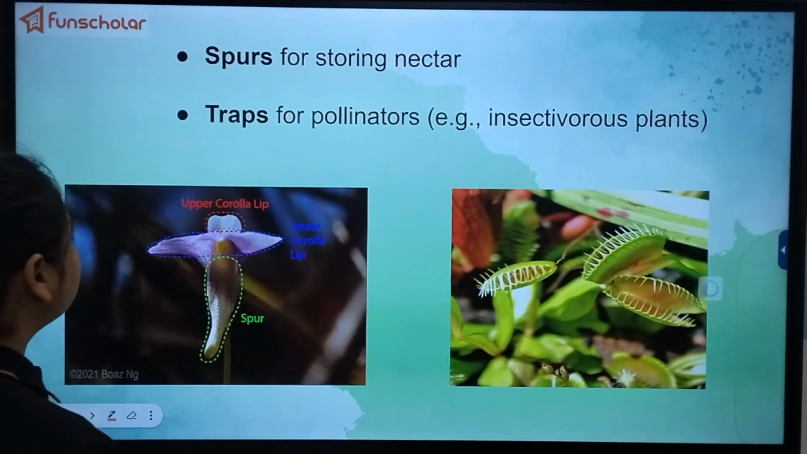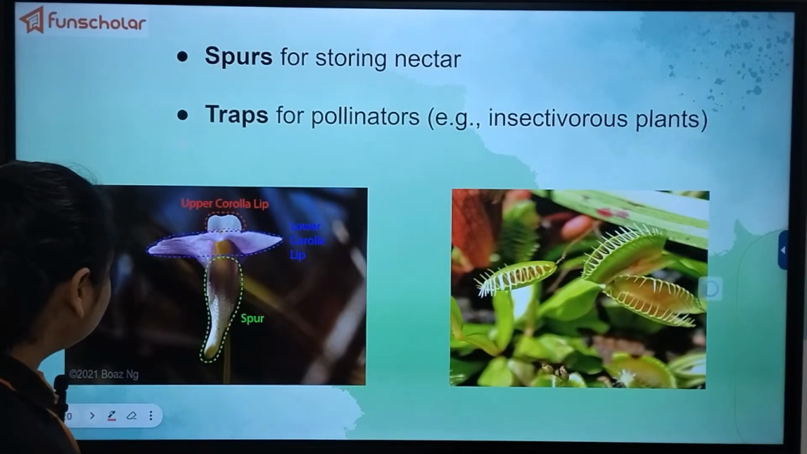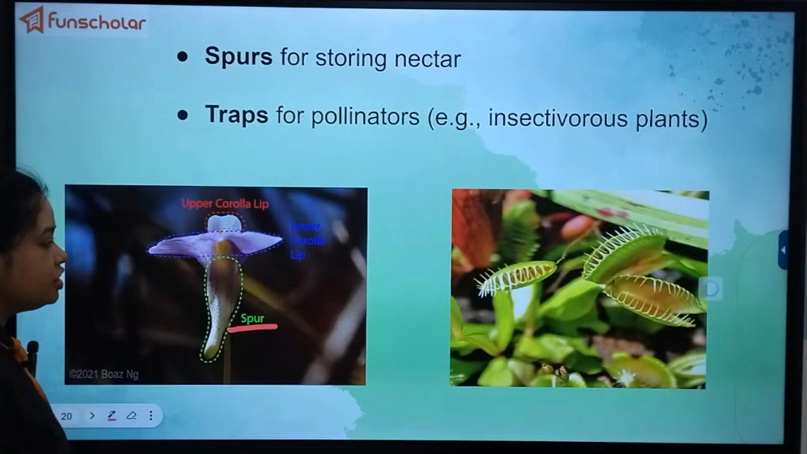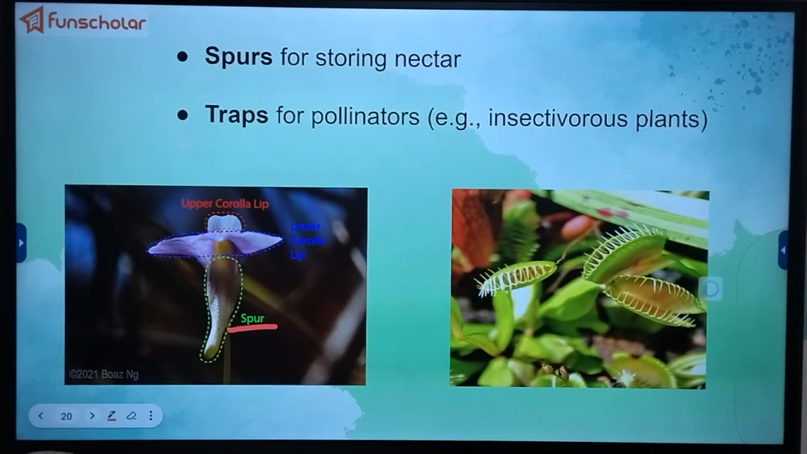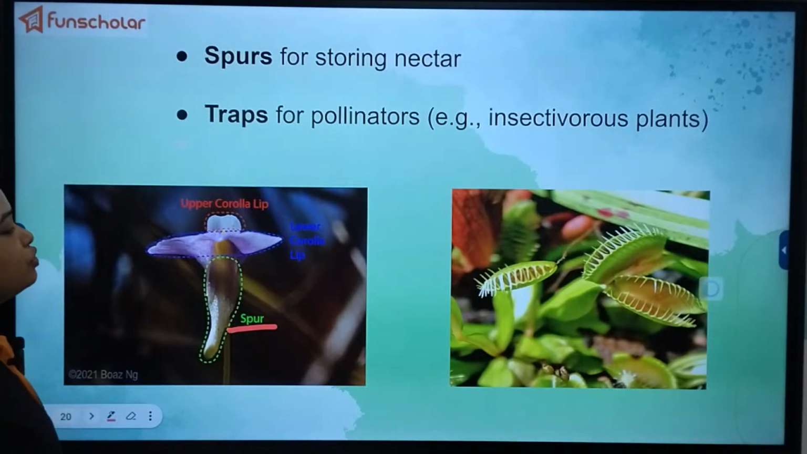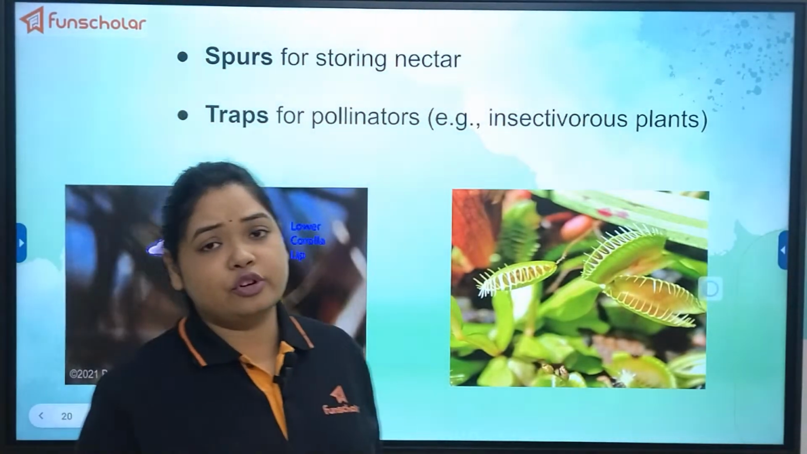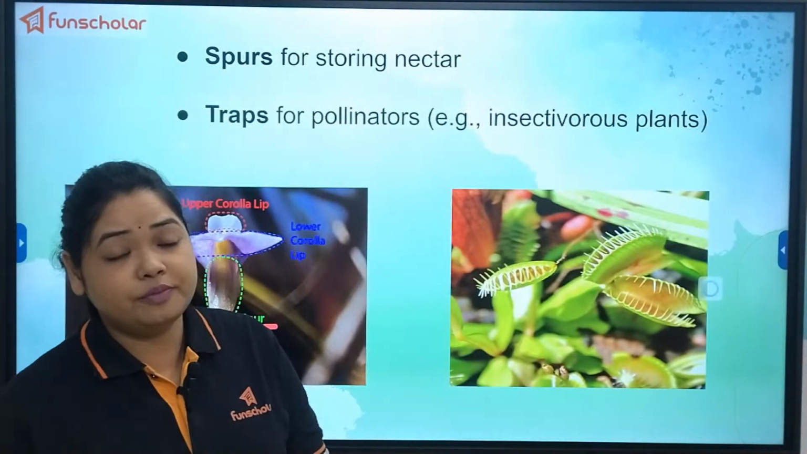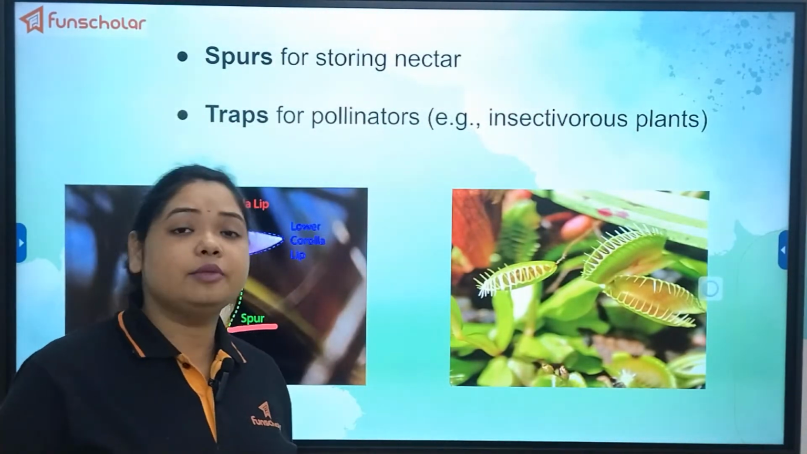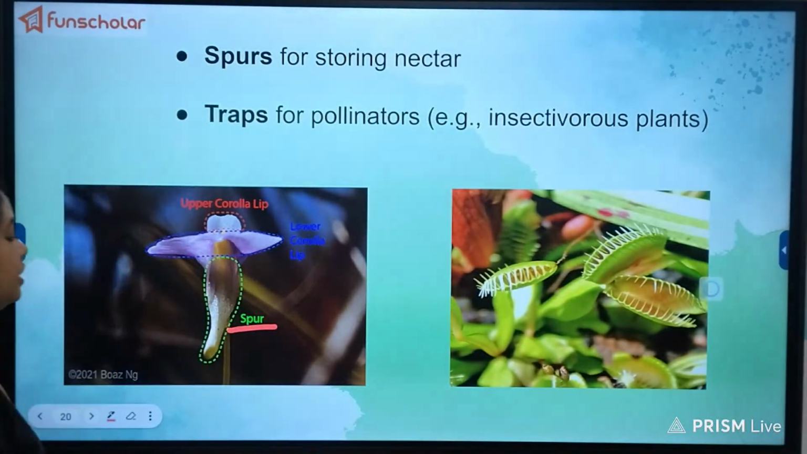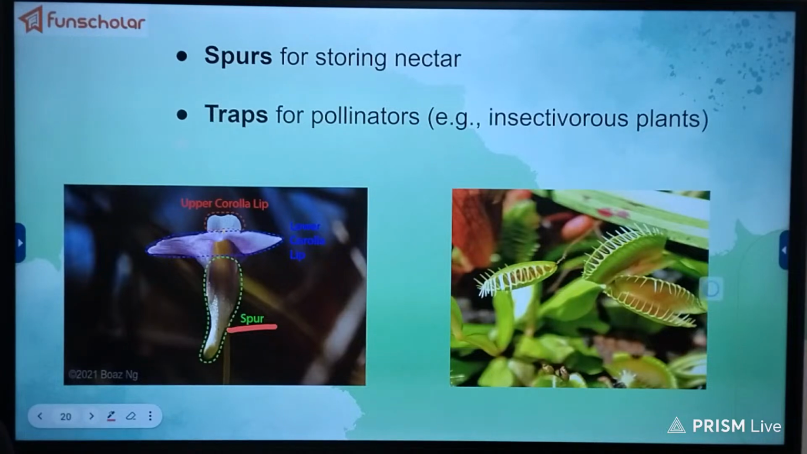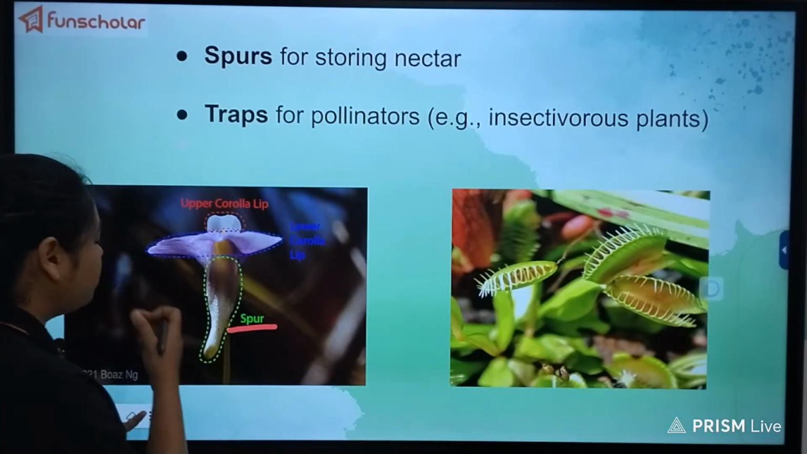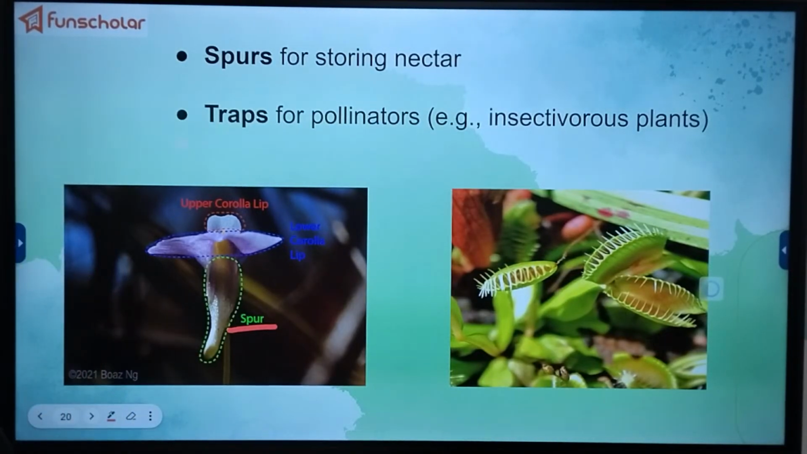Now spurs for storing nectar. What are spurs? Spurs you can see here, they are the structures which actually store the nectar which is produced by the flower. So we know nectar is the reward for the pollinators because they come in search of nectar only. That is when unknowingly they pollinate the flowers. So that is why the flowers produce the nectar in order to draw the pollinators. So that nectar is stored in structures such as the spur, and it is formed by the petals only, the modified petal structure.